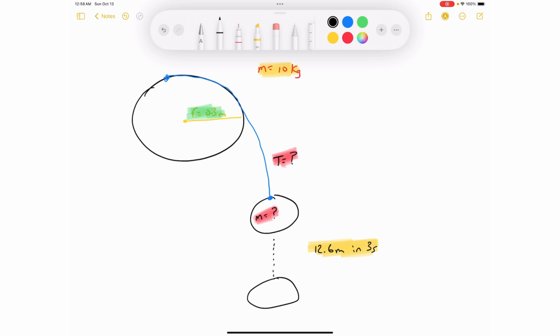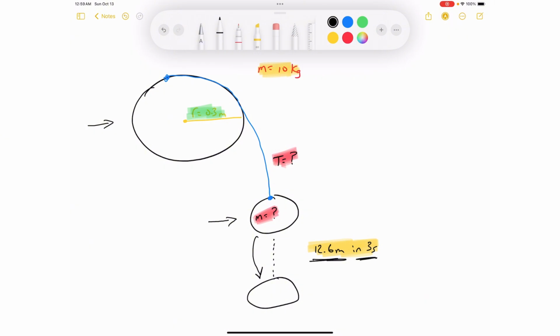Okay, so in this problem, what we have is a wheel, which is right here, and there's a blue rope attached to it, and then there's a stone attached to the rope, right here. That's the stone. The stone has a mass, and it's at rest initially, and then we're going to drop it, and it's going to fall 12.6 meters in 3 seconds.